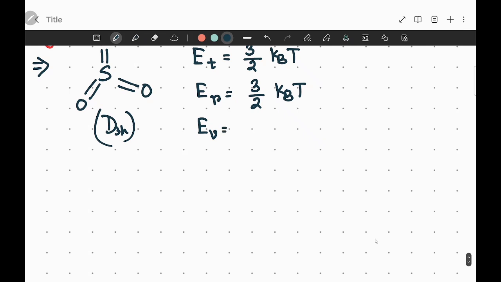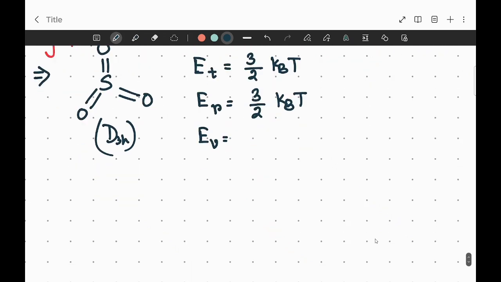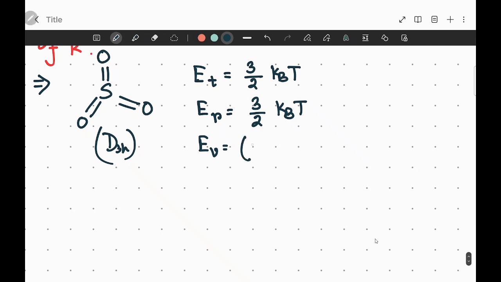Now vibrational. Here you have to consider it. Nothing is mentioned about temperature, so if nothing is mentioned, then you have to consider it. So it will be 3N minus 6 kBT. N is 4. So 3N is 12, minus 6, so it is 6 kBT.